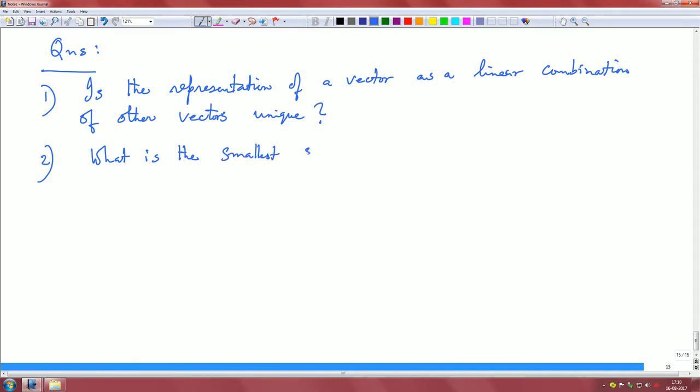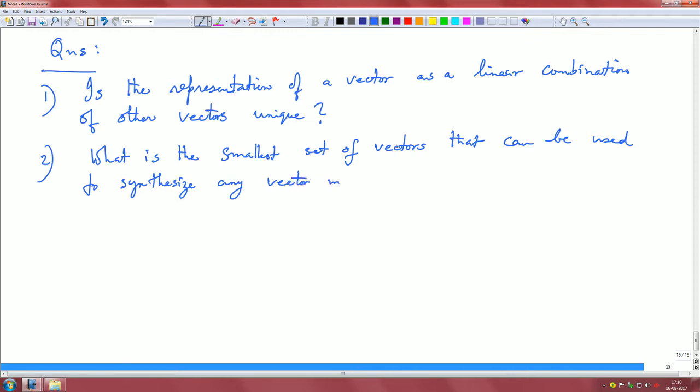What is the smallest set of vectors that can be used to synthesize any vector in S? We want the smallest set of vectors. The cardinality of that set should be very small. What is the smallest set of vectors that can be used to synthesize any vector in S?